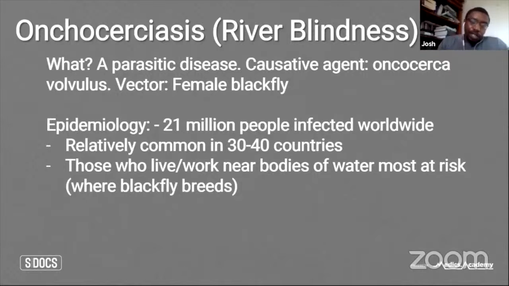So epidemiology: 21 million people are infected worldwide, but 100 million people are classed as at risk of the disease. It's relatively common in 30 to 40 countries, so quite a lot of countries do have this problem. And it's those who live or work near bodies of water who are most at risk, which is where the black fly breeds.